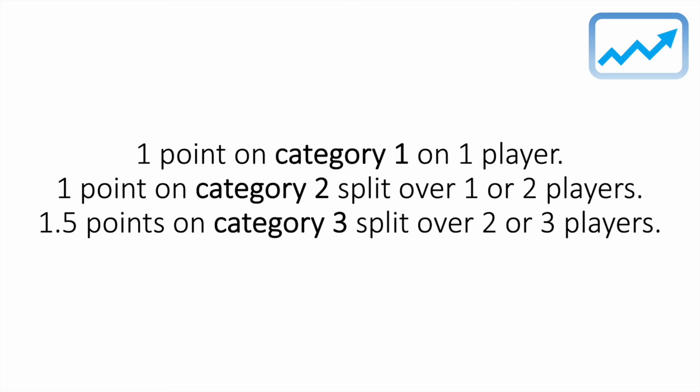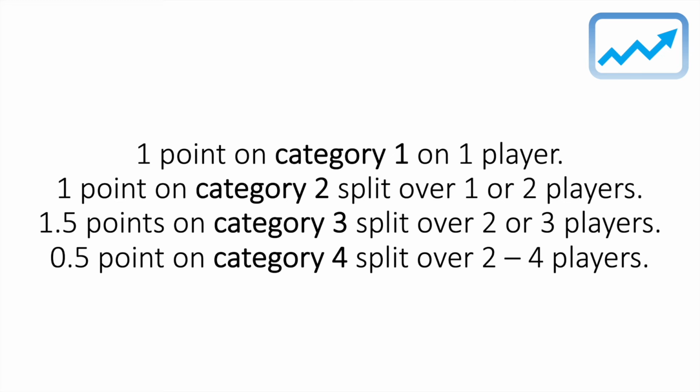Now this may be over 2 or 3 players. And then for the final half a point, I will place this half point on a category 4 player, actually split between 2 to 4 players. Now these are very high risk, but of course, if it pays off, they are high reward. Okay, so that is the staking plan for this pre-tournament trading strategy.